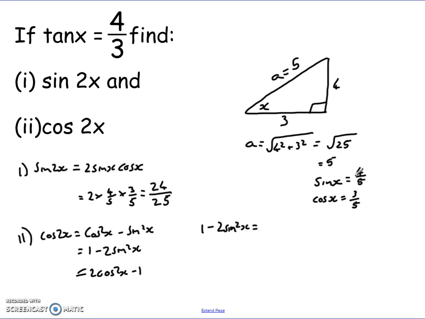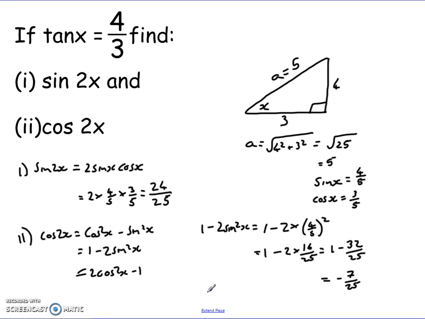We know what sine is. Sine is 4/5. So I get 1 minus 2 times the sine squared, so 2 times 4/5 squared. So I get 1 take away 2, well 4/5 squared gives you 16 over 25. So I end up getting 1 take away 32 over 25. That ends up giving me negative 7 over 25.